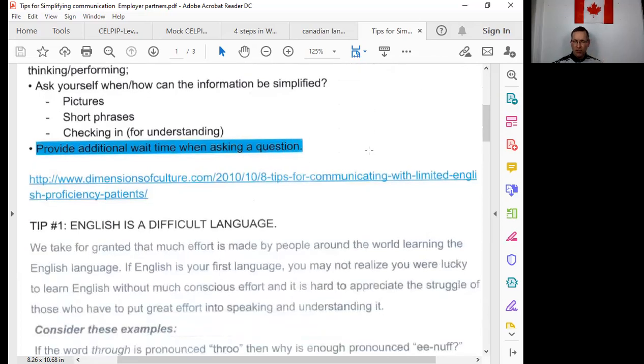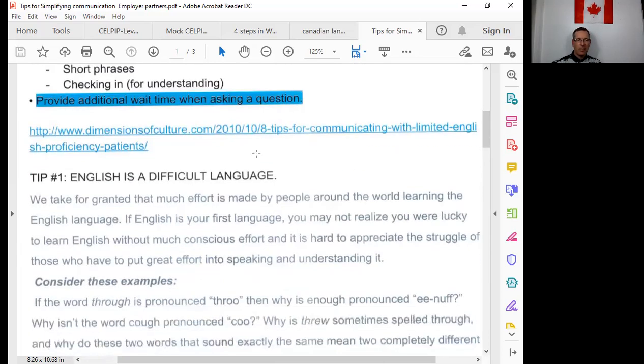There's 7 tips here. I'm just going to highlight a couple of them, and then I'm going to explain more details about the Canadian language benchmarks. So first of all, English is a difficult language. On a scale of 1 to 10, English is often seen as an 8 for people that are learning it. And that's based on a rating scale of how long does it take to learn a language and the length of time and the difficulty of the language itself.